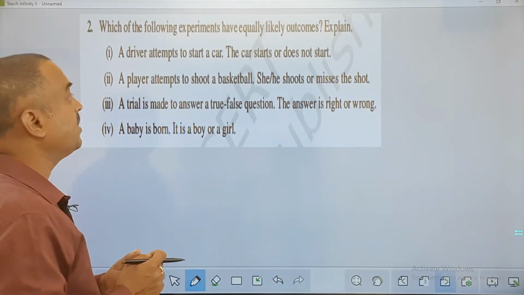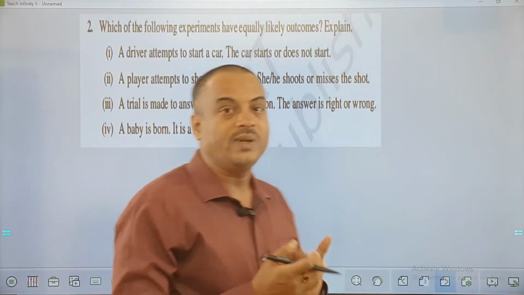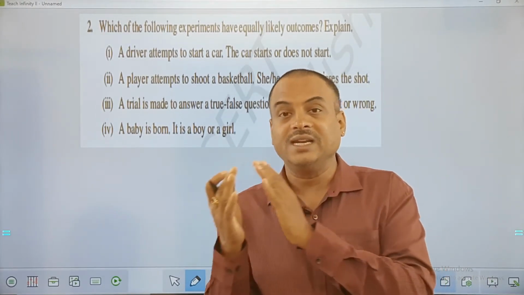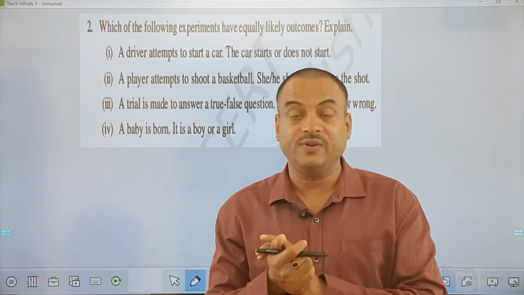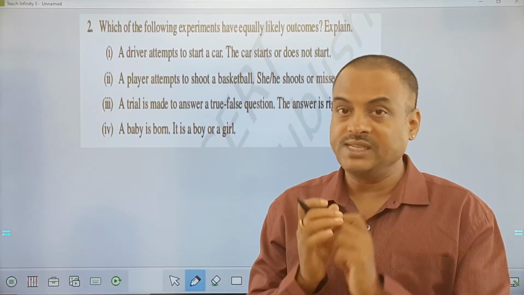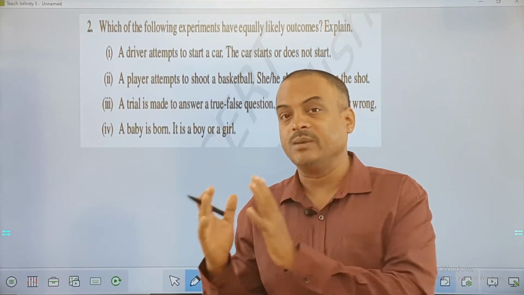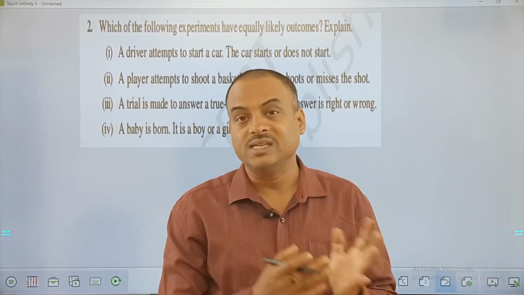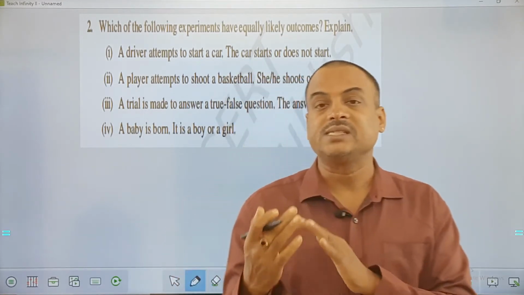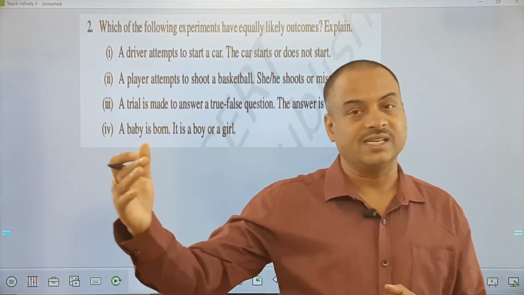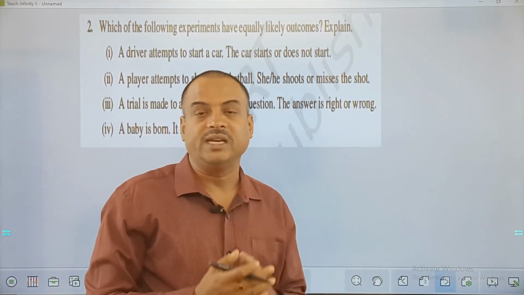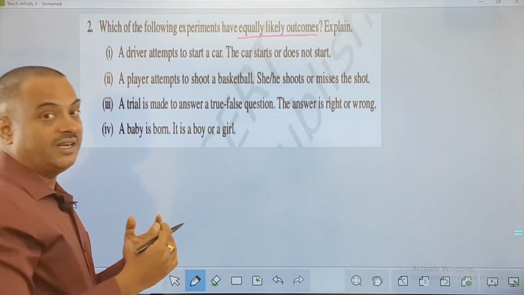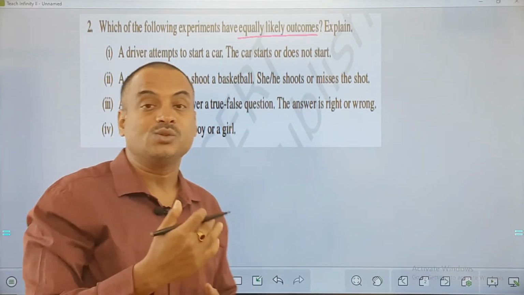Which of the following experiments have equally likely outcomes? What are equally likely outcomes? When I am tossing a coin, getting head or getting tail have equally likely chances, if it is an unbiased coin. In the previous example, the die, the chance of getting 1 is the same as getting 2, the same as getting 3, 4, 5, 6. So all 6 faces have equally likely chances. What is meant by equally likely? Every event should have the same chance of coming up.